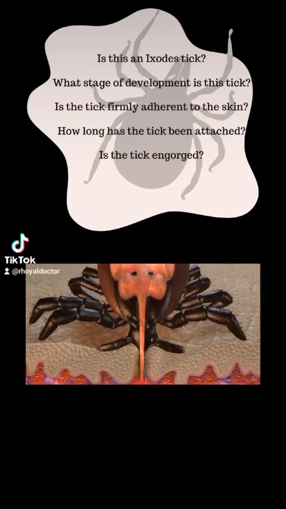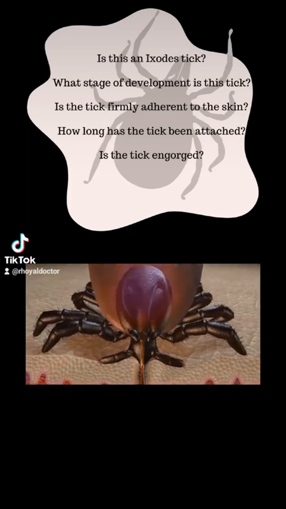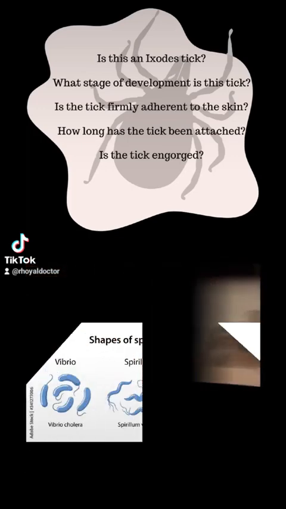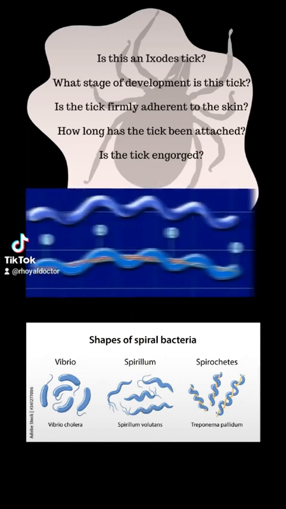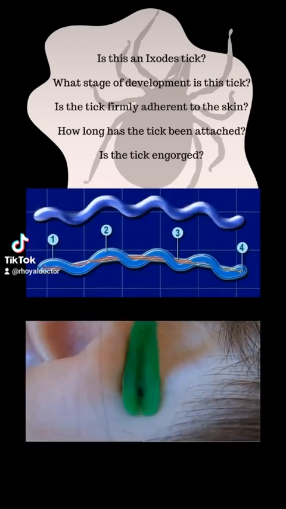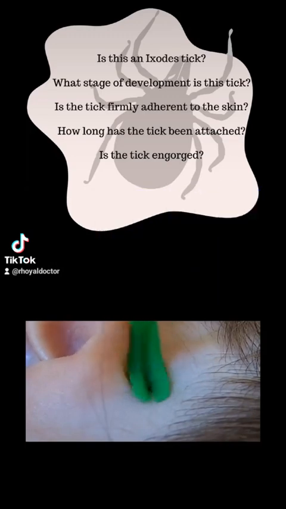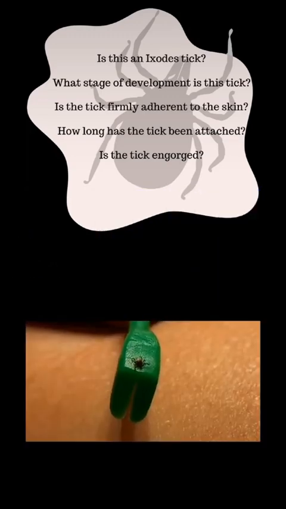So what happens is, as the tick feeds, it releases its saliva into the bite, into the wound, and the spirochete gets into our bodies. Prompt removal is the first step to prevent transmission of Lyme disease. Removal should minimize retention of residual tick parts.